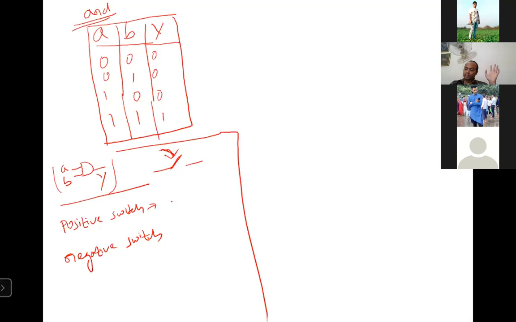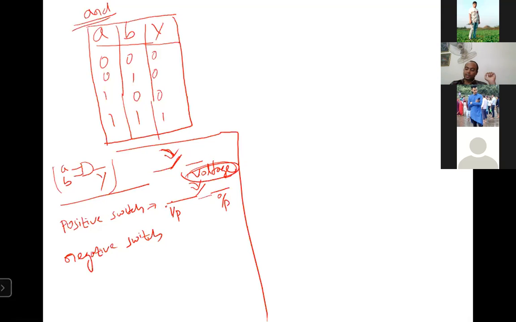Okay, so let us say I have one switch which is controlled by a particular voltage. So let us say this is one switch which is controlled by a voltage. This is the input side and this is the output side. If I give voltage here, then this switch will be on. And if I do not give voltage here, then the switch will be off.